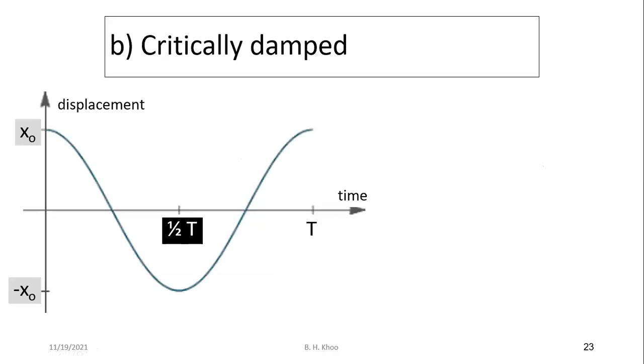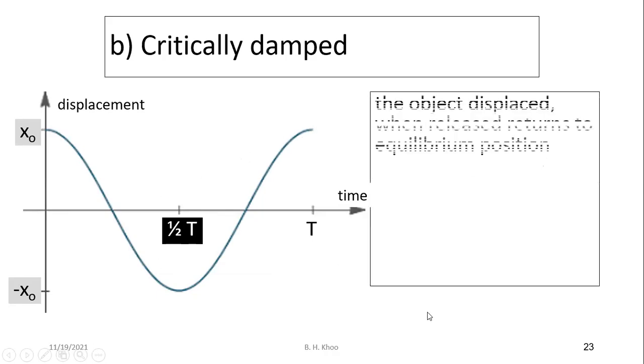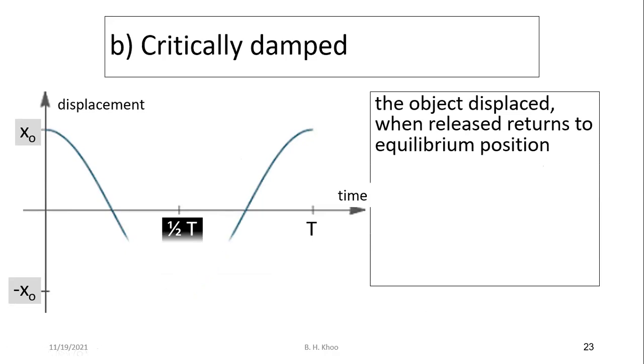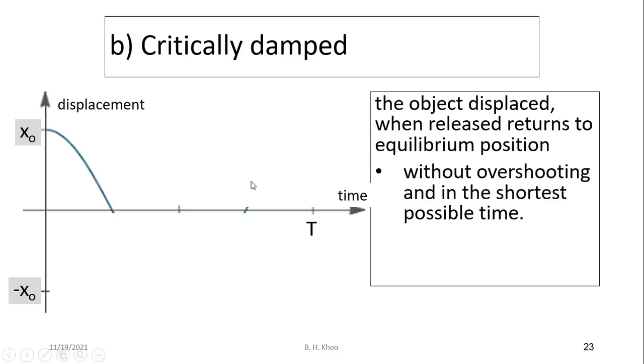Okay, let's go to critical damping. These are free oscillations. Amplitude is constant, going to and fro. But in critical damping, when the object is displaced and released, it returns to the equilibrium position. That's all. It doesn't oscillate. It just comes to rest here in the shortest time, without overshooting. That means it doesn't go to the negative part. No oscillation. The time is the shortest, a quarter of the period.